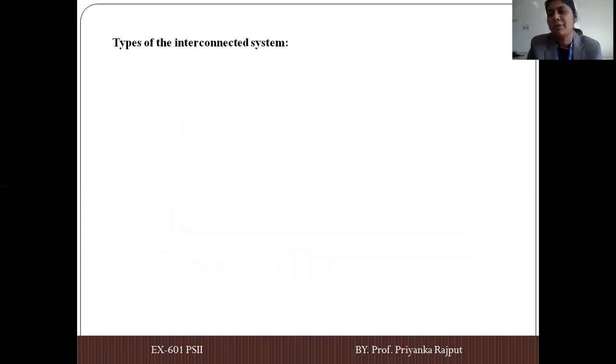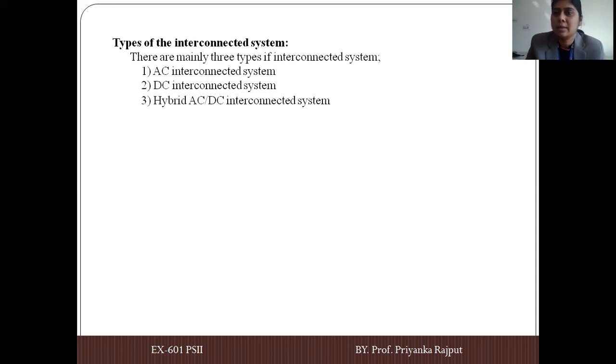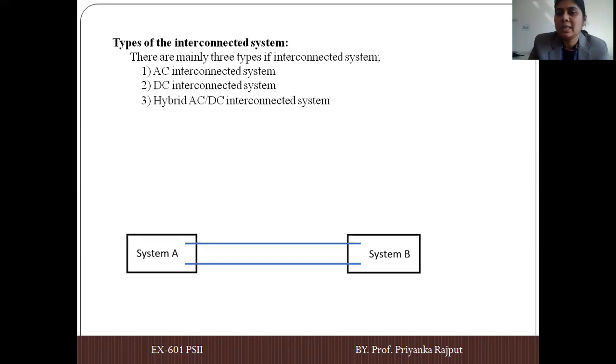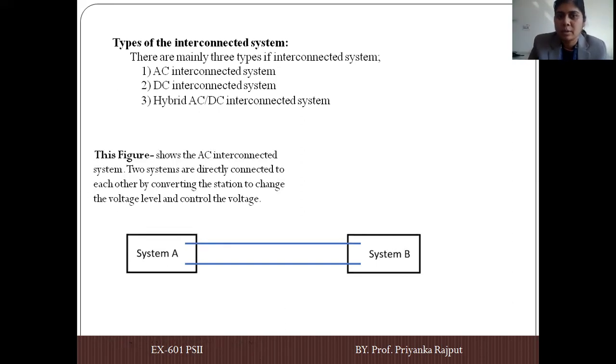Now, the types of interconnected system. There are mainly three types of interconnected system. The first one is the AC interconnected system, the second one is the DC interconnected system, and the third one is the hybrid AC-DC interconnected system. In an AC interconnected system, both sides, system A and system B, are directly connected to each other through converting stations to change the voltage level and control the voltage.